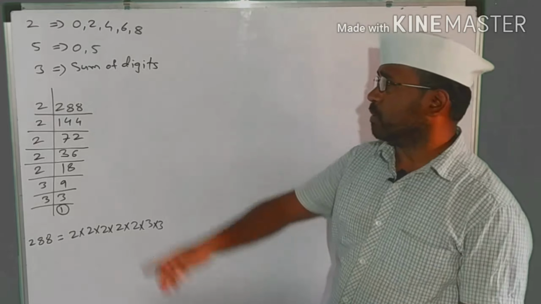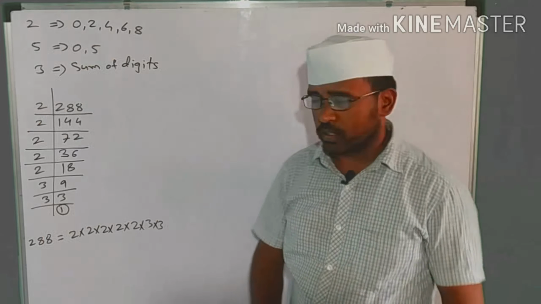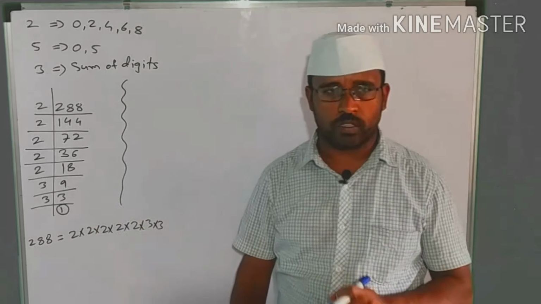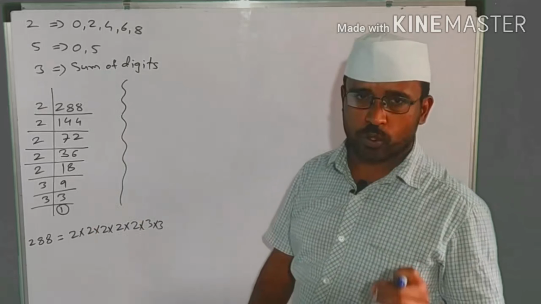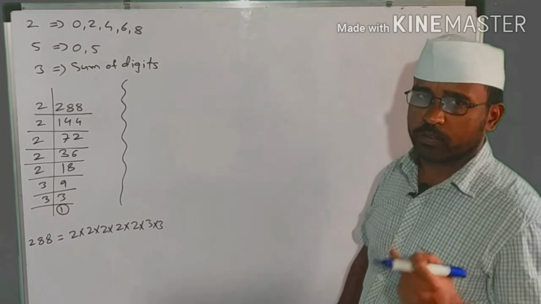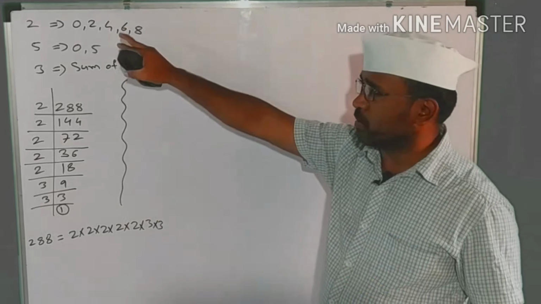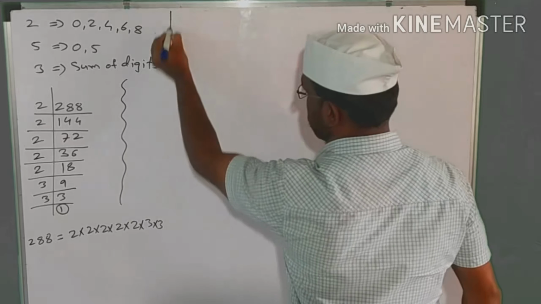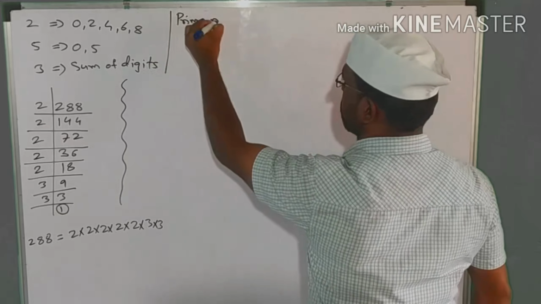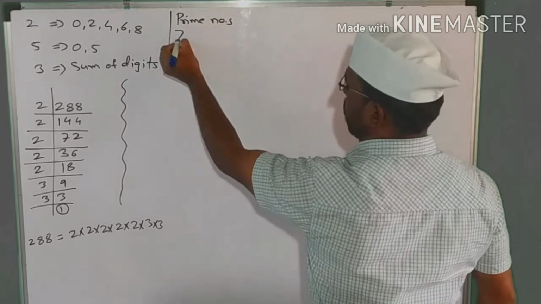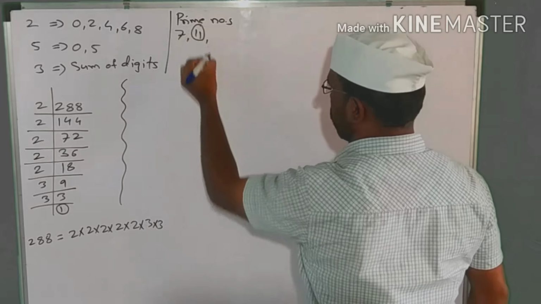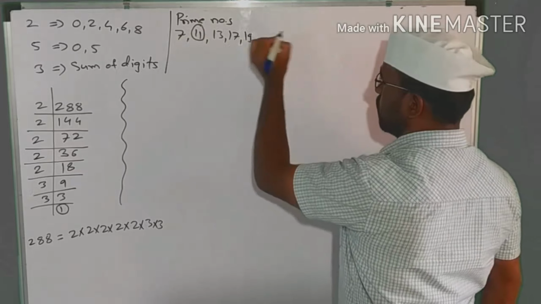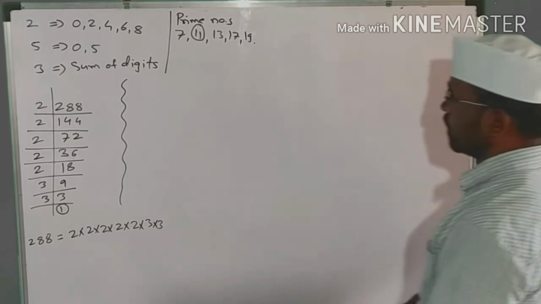But what if the number is not divisible by 2, 5 or 3? The simplest thing is, in this case we just have to try other prime numbers, because there is no other test of divisibility available, excluding 11. 11's divisibility we will learn afterward. If the number is not divisible by 2, 5 and 3, we just have to divide it by other prime numbers like 7, 11, 13, 17, 19, etc.